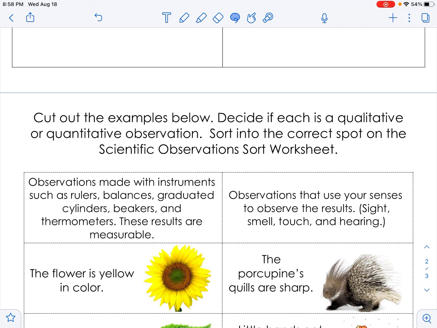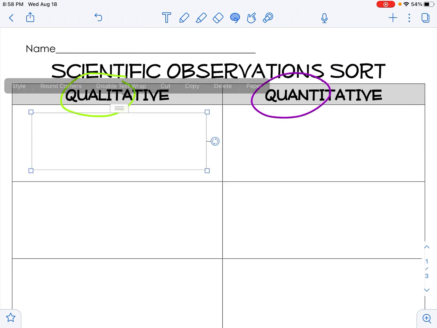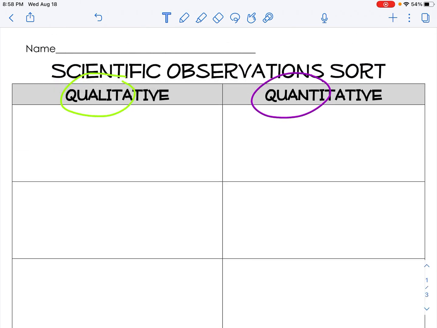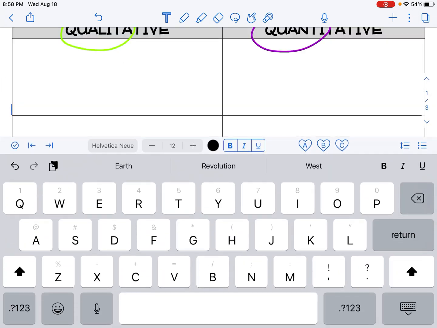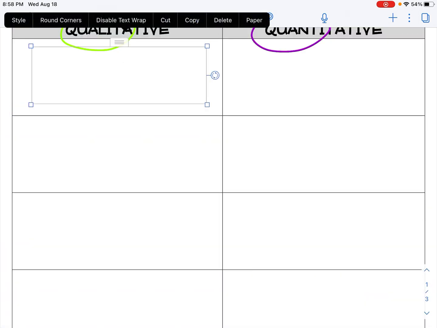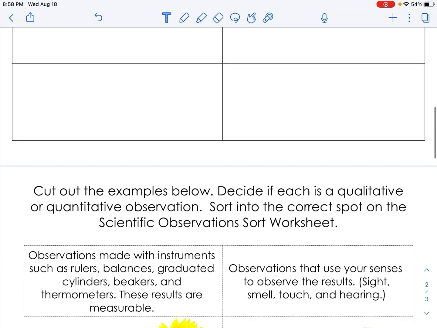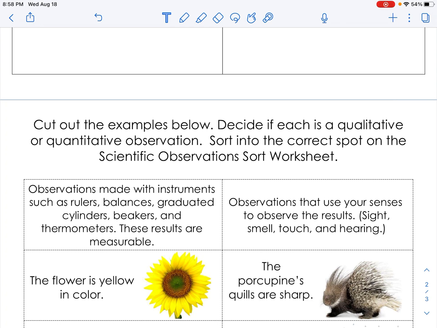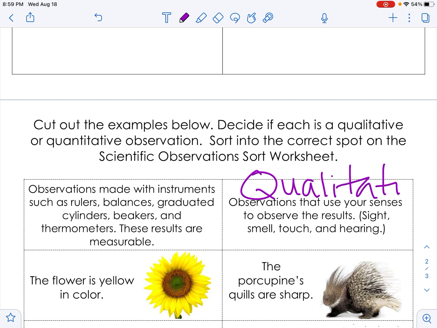I am not as good at this as you probably are to be able to copy and then paste. Of course, it didn't happen this time for me. I've been practicing quite a few times, so of course it's not going to work when I'm actually trying to do this with you. But here, observations that are using your senses, this is going to be qualitative. If you can get that to copy and paste in that correct column, great job.